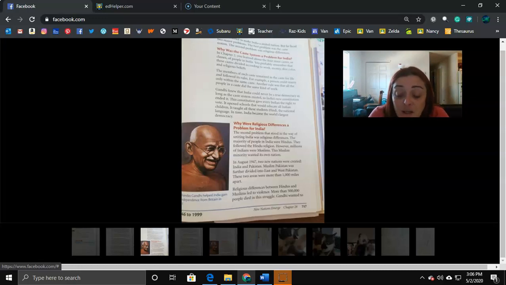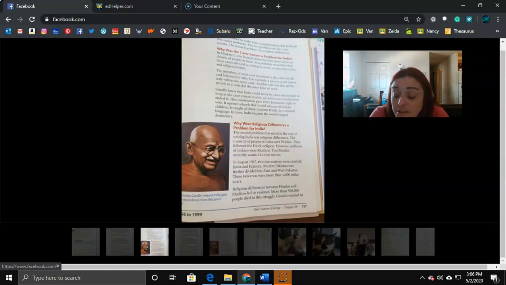Gandhi knew that India could never be a true democracy as long as the caste system existed. So India's new constitution ended it. The constitution gave every Indian the right to vote. It opened schools that would educate all Indian children. It taught all these students Hindi, the national language. In time, India became the world's largest democracy.